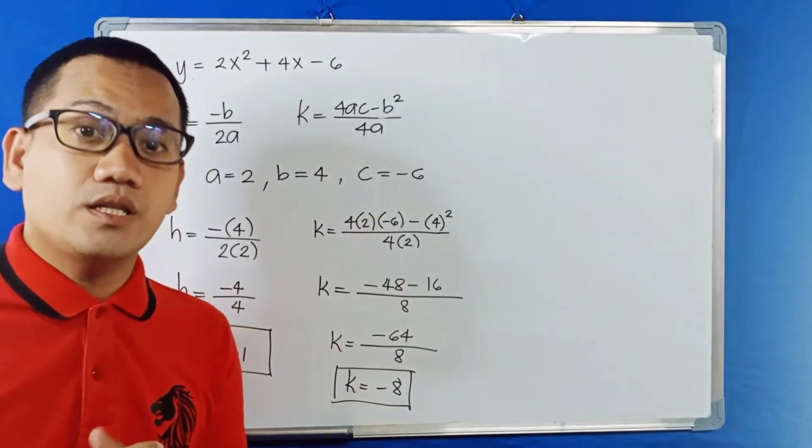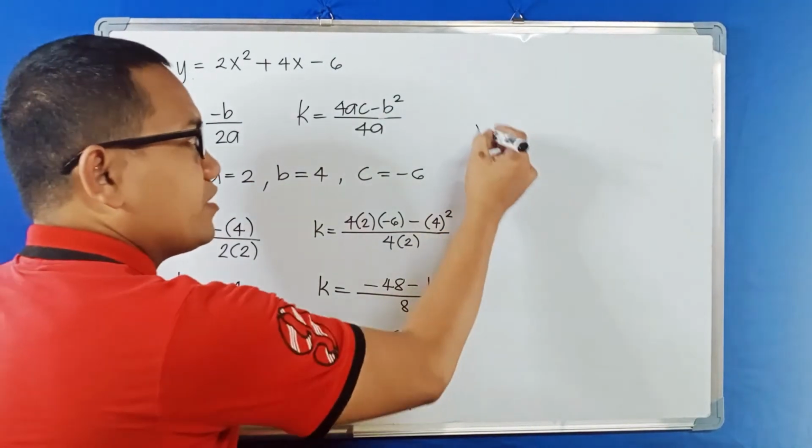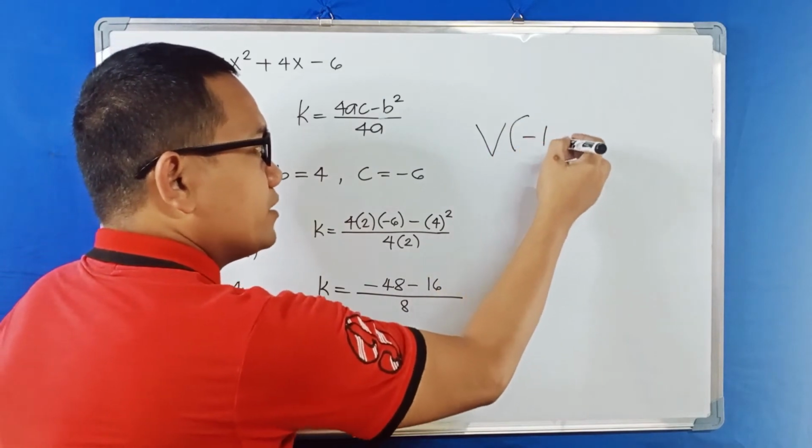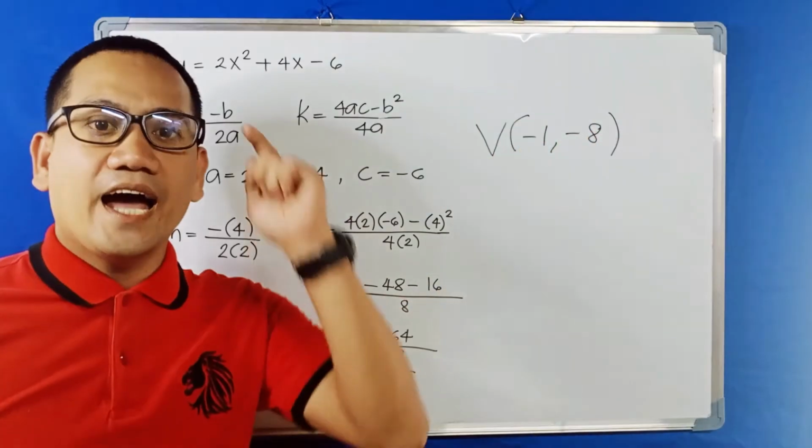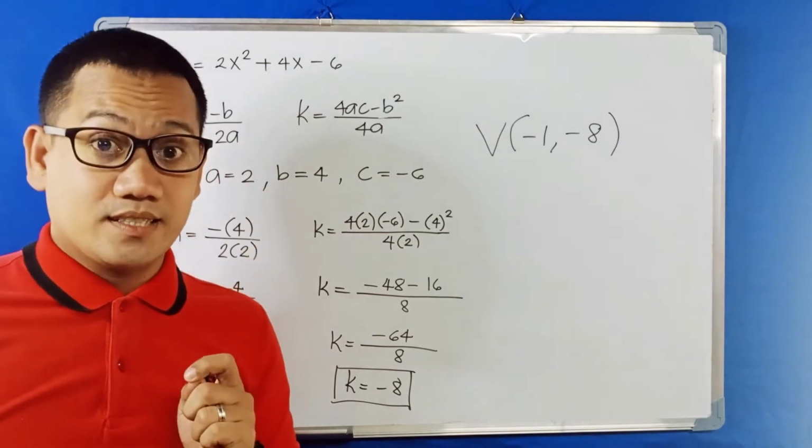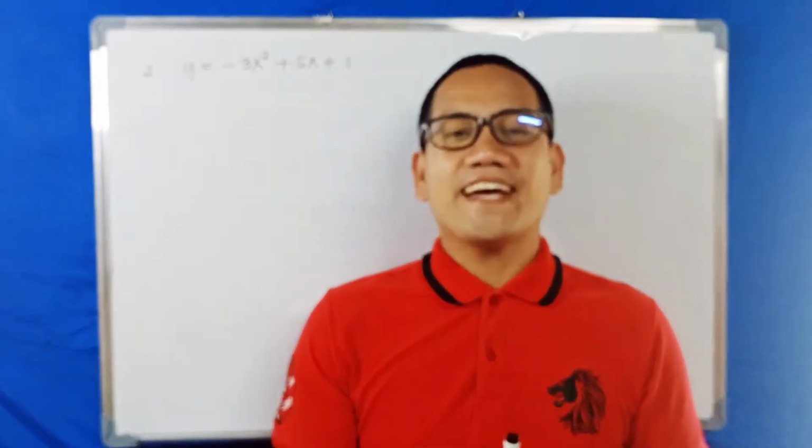And to determine now the coordinates of our vertex, we will have the coordinates negative 1, negative 8. And it lies on the third quadrant. This time, let's try to have our second example.